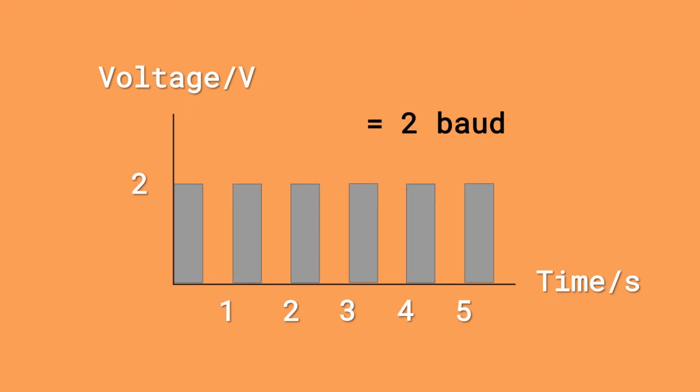In comparison, a baud rate of 2 means you can have 2 signal changes per second, so a gap of half a second between voltage changes. The more voltage changes per second you can make, the more data can be transmitted. This is why the baud rate is a measure of the speed of transmission. The greater the baud rate, the faster you get your data sent. For signals with only 2 possible states, 1 baud is equal to 1 bit per second.